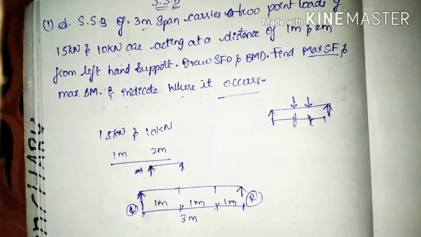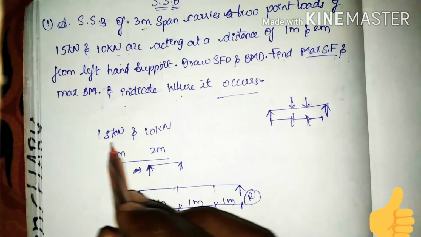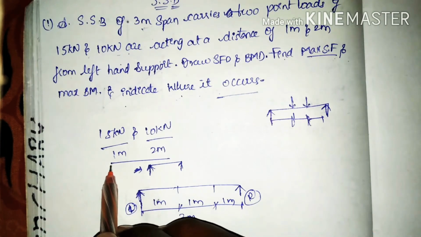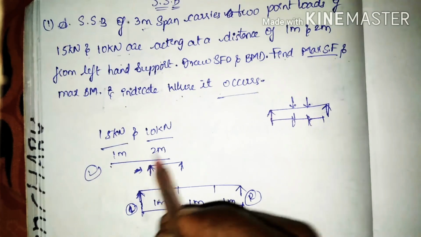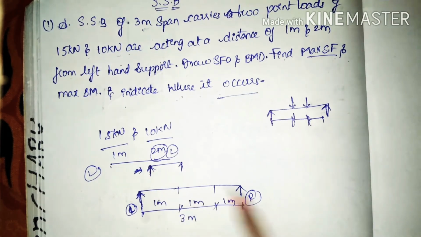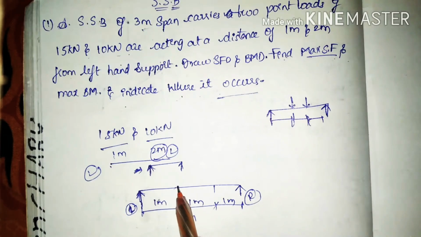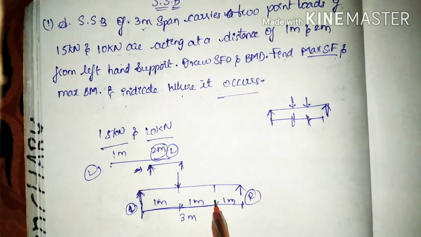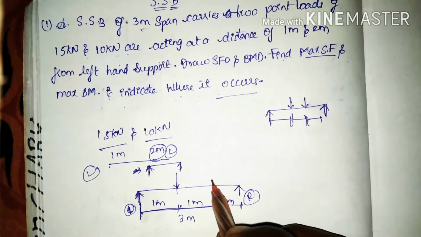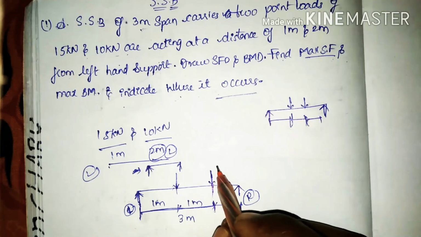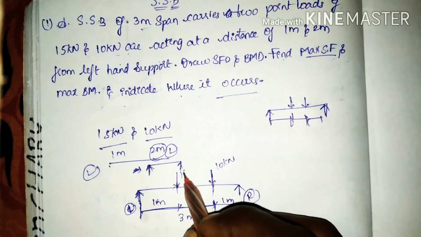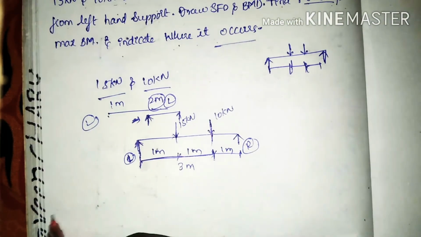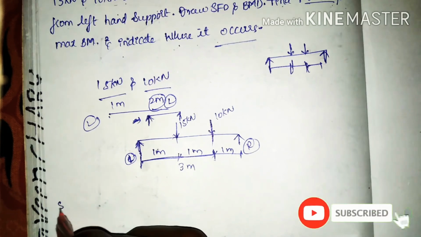Next, given that the loads are 15 kilonewton and 10 kilonewton, these are acting 1 meter from left support and 2 meters from left support, that is from 1 meter here it is acting, from the 2 meters, that is from A up to here, that is going to be 2 meters. Here it is a load, that is 10, and here it is 15 kilonewtons. This is our diagram, and let us solve the problem.